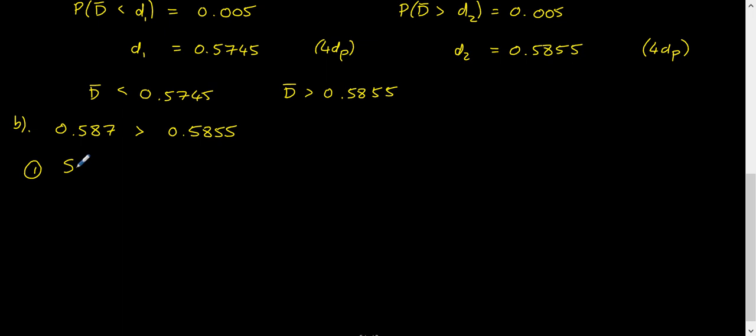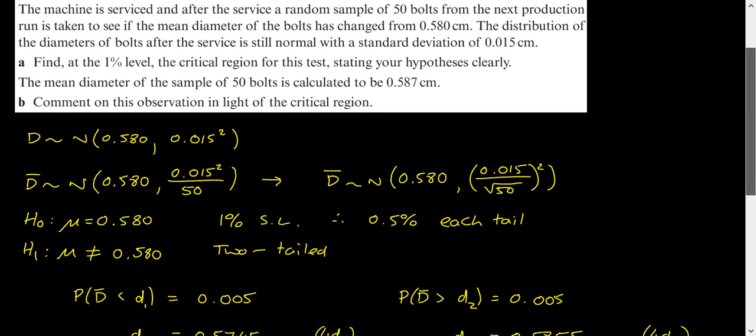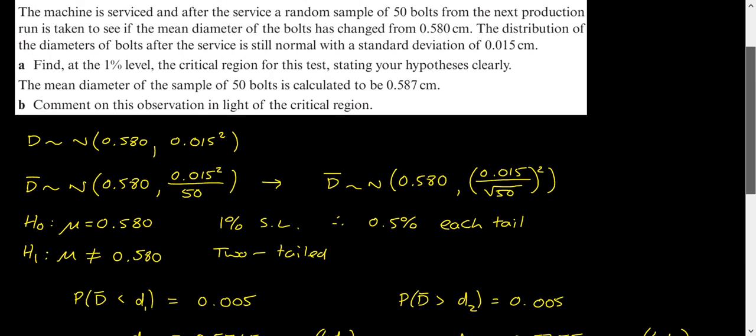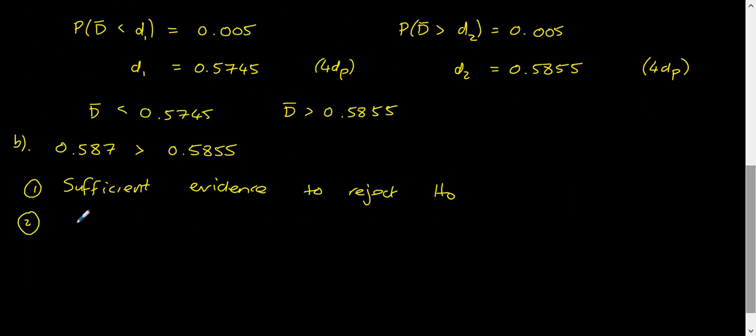So conclusion 1, this time there is sufficient evidence to reject H0. And then conclusion 2, which is with context, means that there is evidence that the mean diameter has changed.